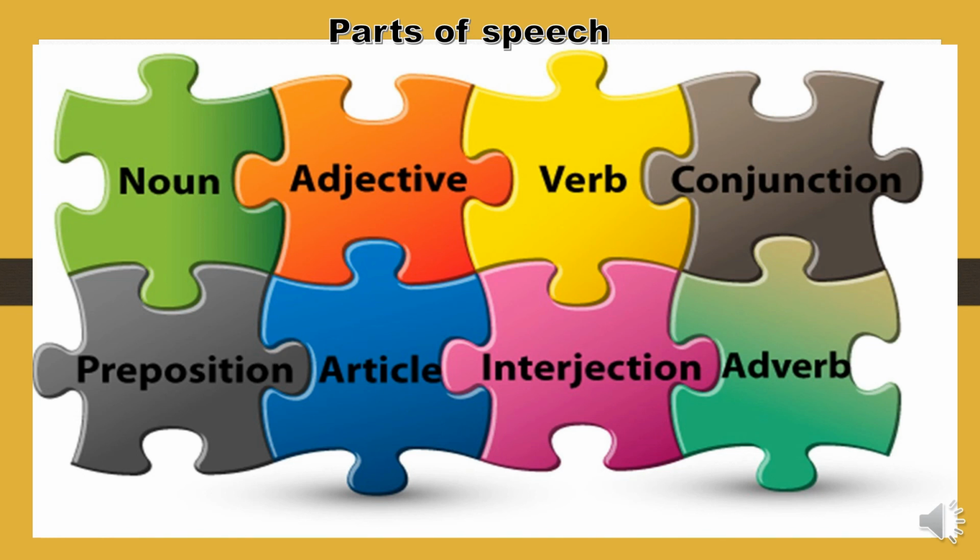She walks slowly. How does she walk? Slowly. To form adverbs of manner, we usually add ly to the adjective. There are some irregular adverbs also. We can use adverbs of manner after the verb, before the verb, or at the beginning of a sentence. Okay, children, now we have learnt about adverbs and adverbs of manner. I hope now you have a clear idea on it. That's it for today's lesson.